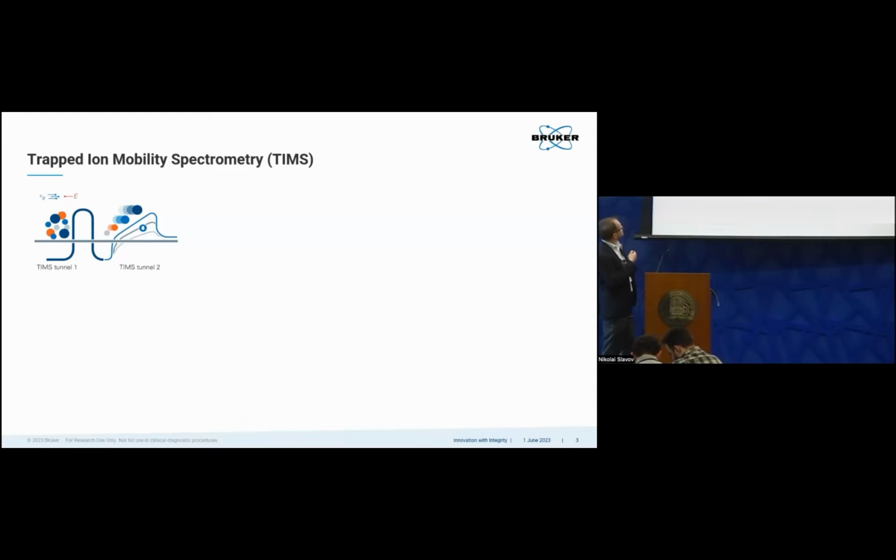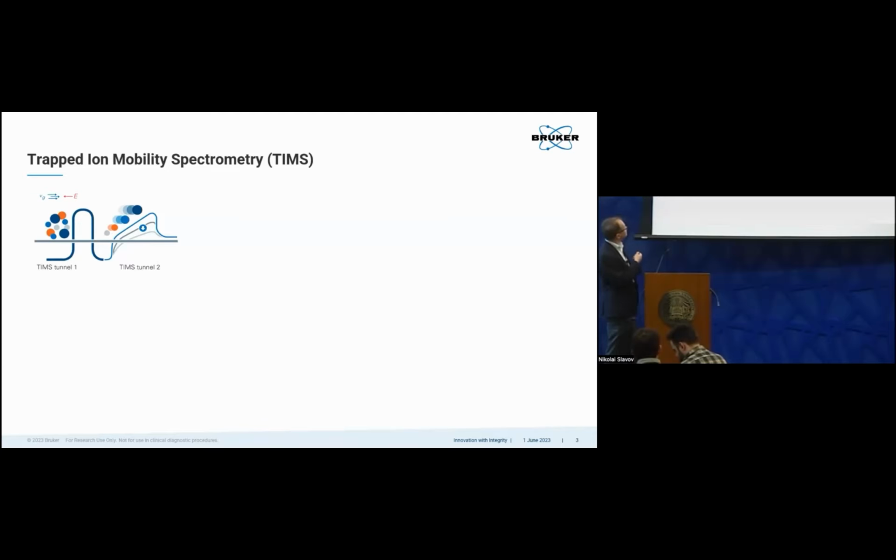You see this representation of the system here. We actually have two TIMS devices that are in series, one after the other. In the first TIMS tunnel here, we are first going to do an accumulation step. So we accumulate a packet of ions. This will be typically anything from 10 to 200 milliseconds worth of ion current.